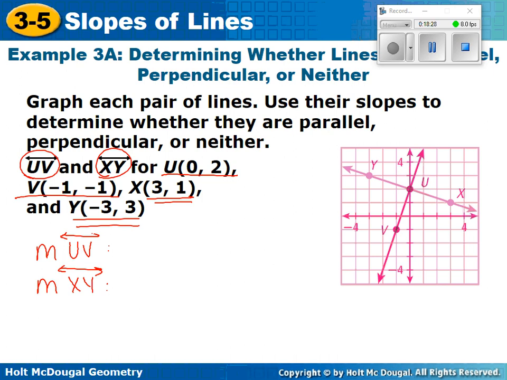They have the same slope. What's going to tell me if they're perpendicular? They have opposite reciprocal slopes. And if they're neither one of those, then the answer is neither. Which one of those can we rule out just by looking at the picture?